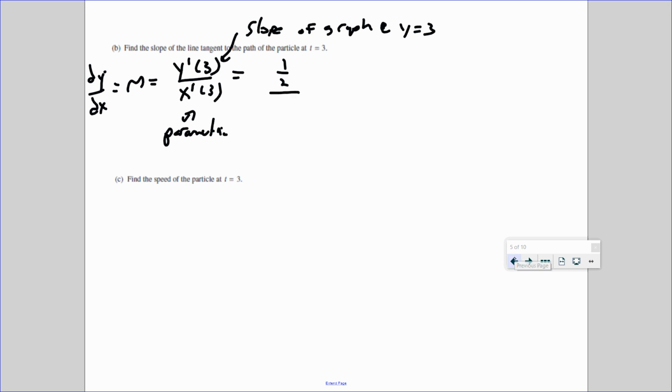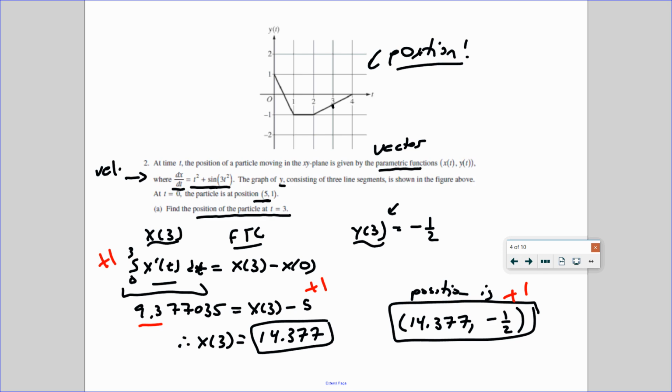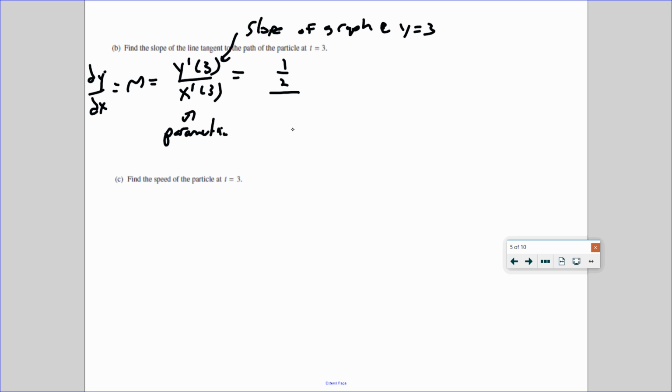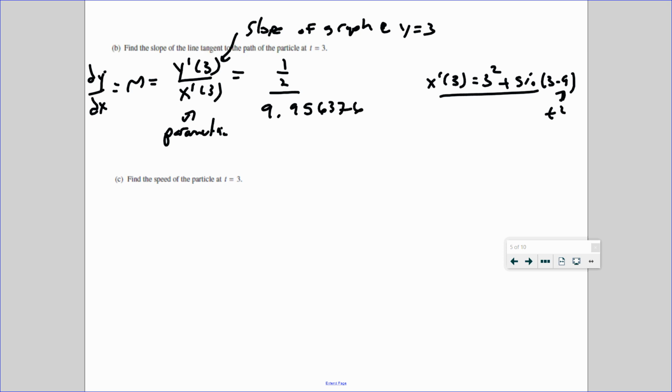X prime of 3? Well, x prime of 3, that's from our equation right here. So to get x prime of 3, it's going to be, what's that? 3 squared plus sine of 3 times 9. Remember, that is t squared. And if you type all this in your calculator, you wind up with 9.95636 roughly. And simplifying that, you're going to get 0.05. And there's your answer.